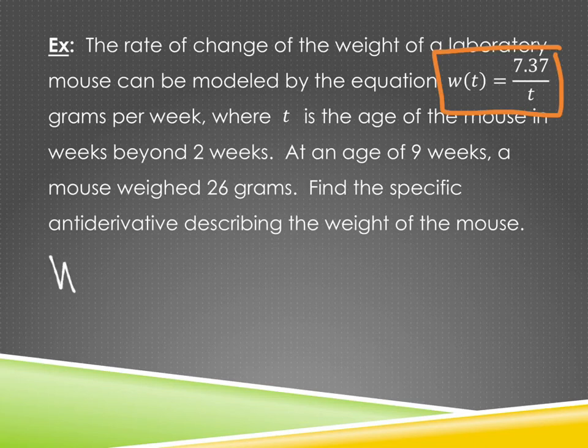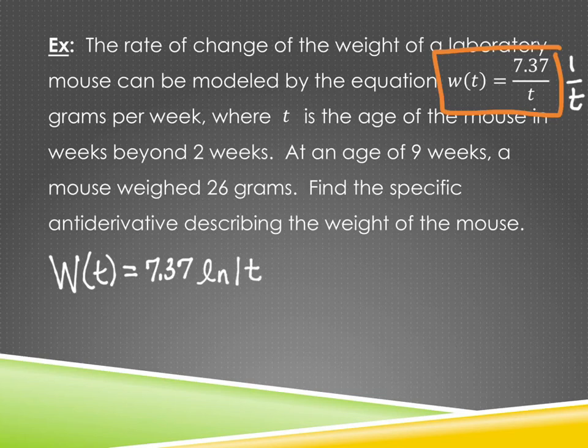So first of all, it's going to be a capital W of t. What's going to happen with the 7.37? It's just going to come along for the ride, right? So we've got 7.37. What's left is the 1 over t part, right? If I pull the 7.37 out in front, I have 1 over t. So what's the antiderivative of 1 over t? You've seen it happen a couple times. Who said it? You're right, Savon. Good job. So it's ln of t.